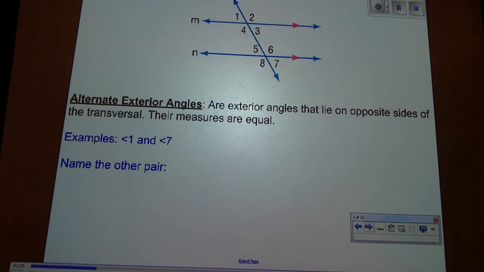Next, we have alternate exterior angles, which are exterior angles that lie on opposite sides of the transversal. Their measures are also equal. So examples are 1 and 7. They're on the outside and they alternate. Can you name the other pair?